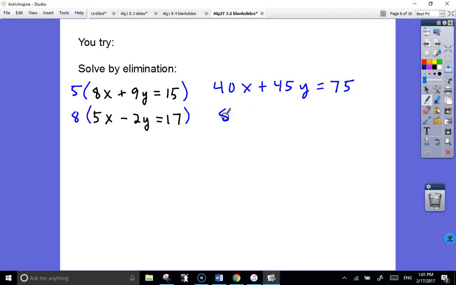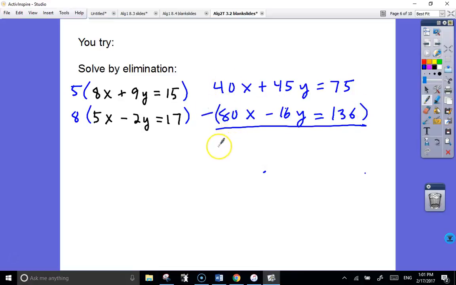And 40x minus 16y equals 8 times 17, 136. So now we have to subtract. Usually you take the top one and subtract the next one. You could reverse that too. Here I'm looking at it that 80 minus 40 is positive and 136 minus 75 is positive. I kind of like that, but I'll do it the traditional way.